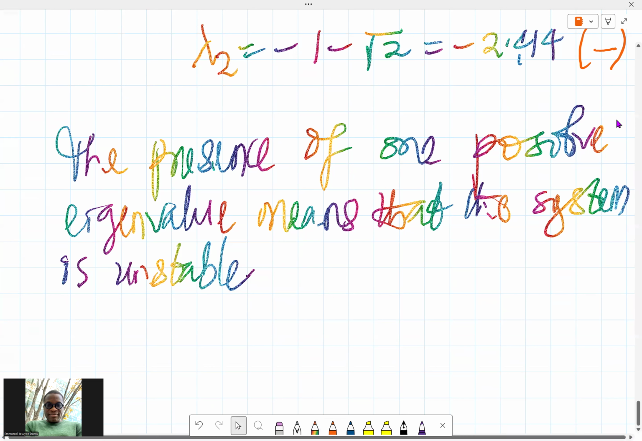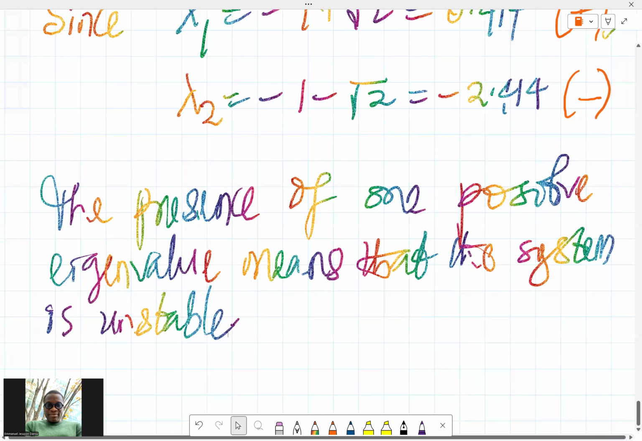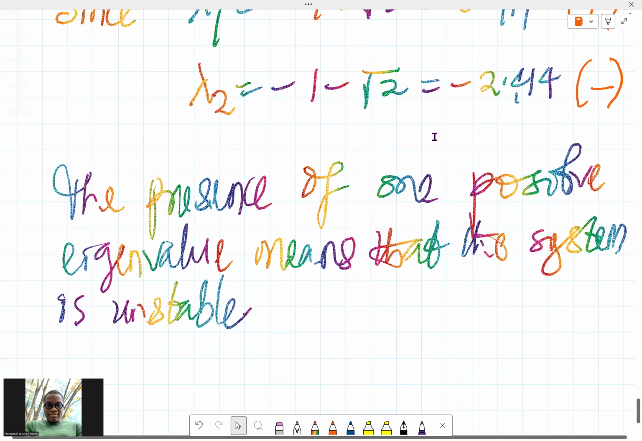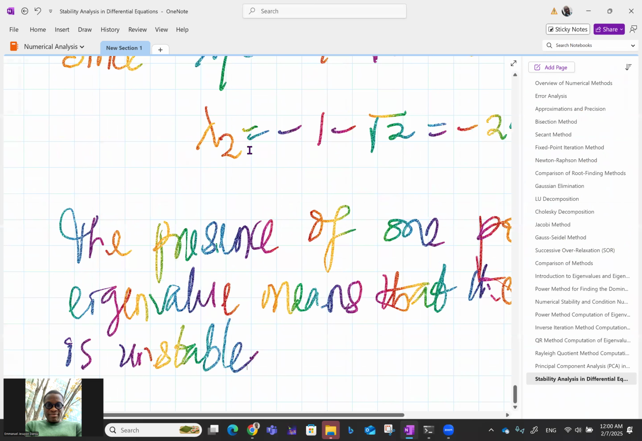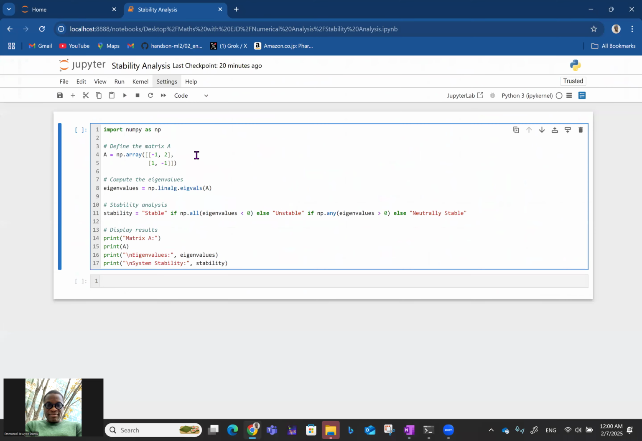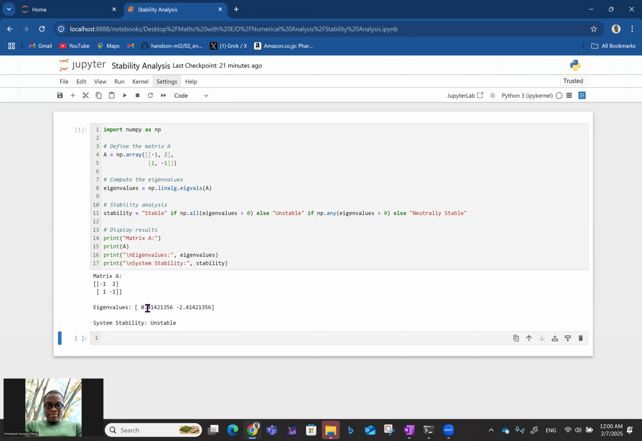And for the sake of showing, you may also want to see a Python code for this. You have just this simple thing: define the matrix, get the eigenvalues, then check the stability. It is stable if all eigenvalues are less than zero, else unstable if any of the eigenvalues is zero, else it is neutrally stable. If you run this, just like what we found, one eigenvalue is 0.4142 and the other one is -2.4142. Because of this positive one, the system is unstable.